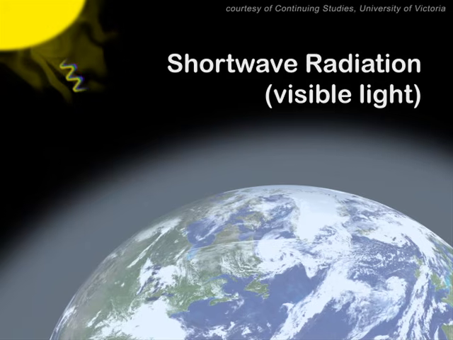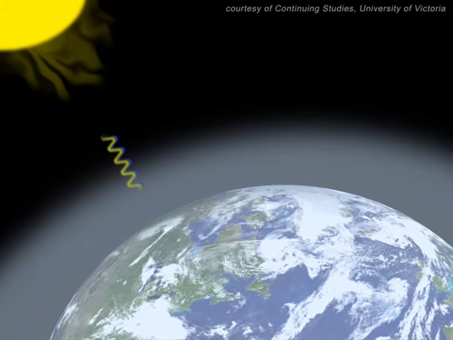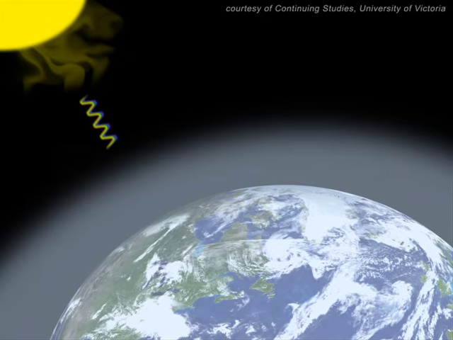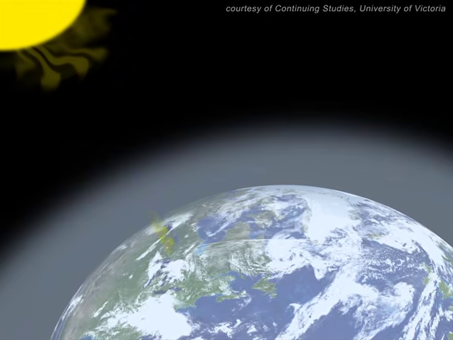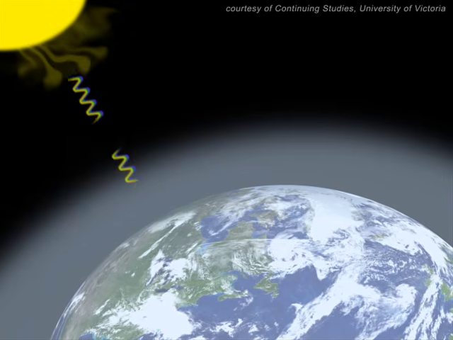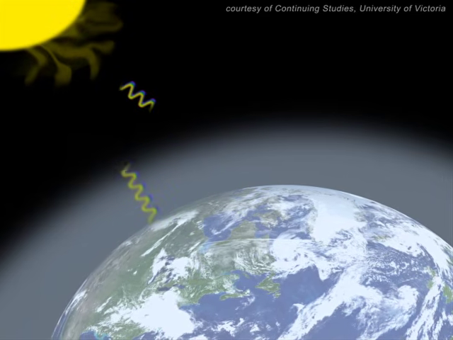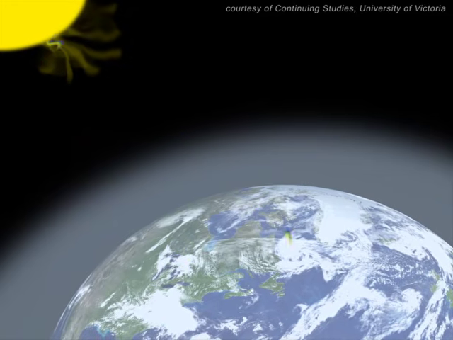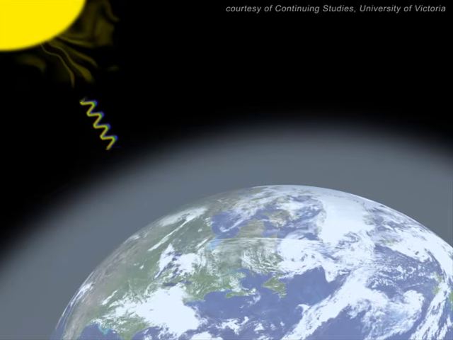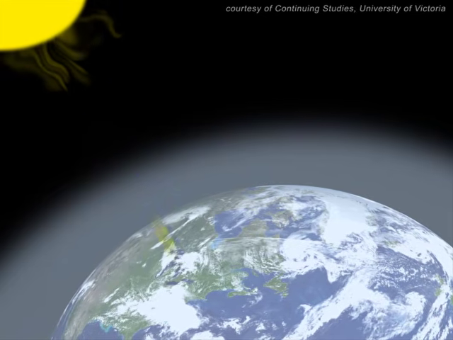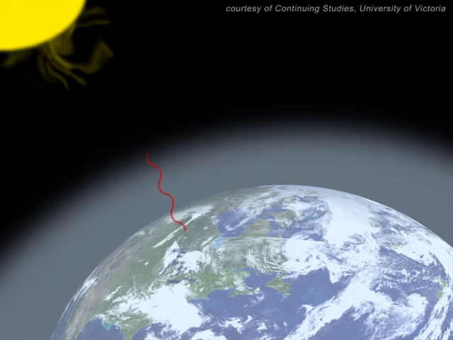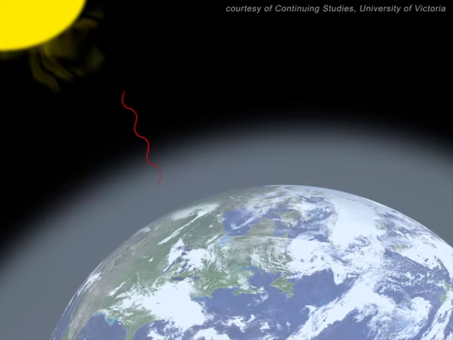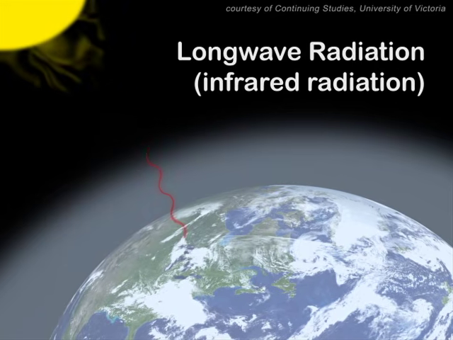The gases that make up our atmosphere, mostly nitrogen and oxygen, but also carbon dioxide, are largely transparent to short-wave radiation. About half of the incoming shortwave gets reflected back to space by the tops of clouds or by light-colored reflective surfaces like ice caps or desert sands. The other half warms the Earth's surface, which then radiates energy back towards space. But here's the rub. That outgoing radiation occurs in a different form called infrared or long-wave radiation.